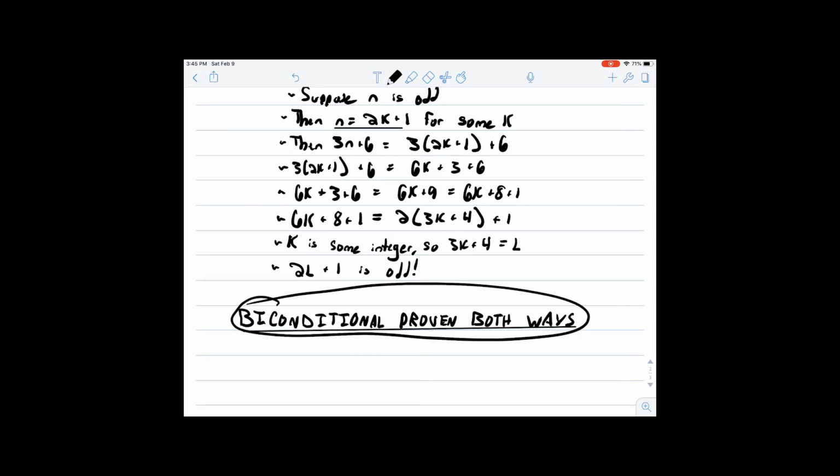So, when you're doing a biconditional, remember that it must always be proven both ways. And remember that the contrapositive proof can be a very handy tool.